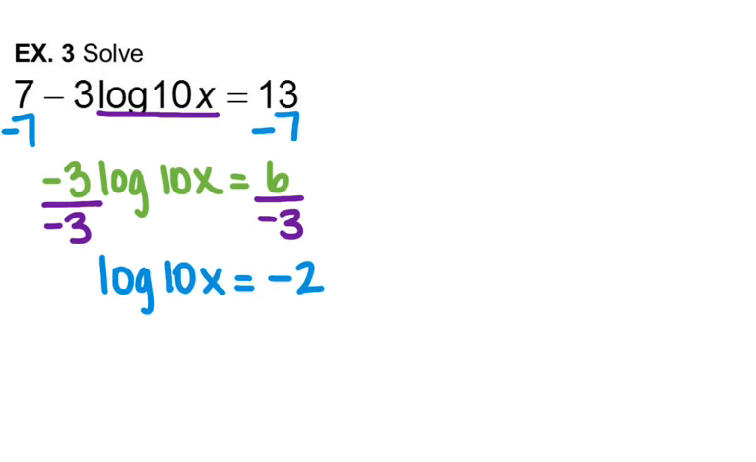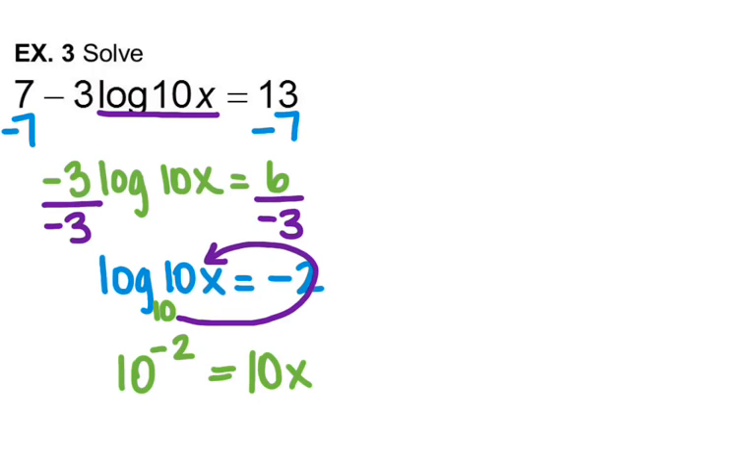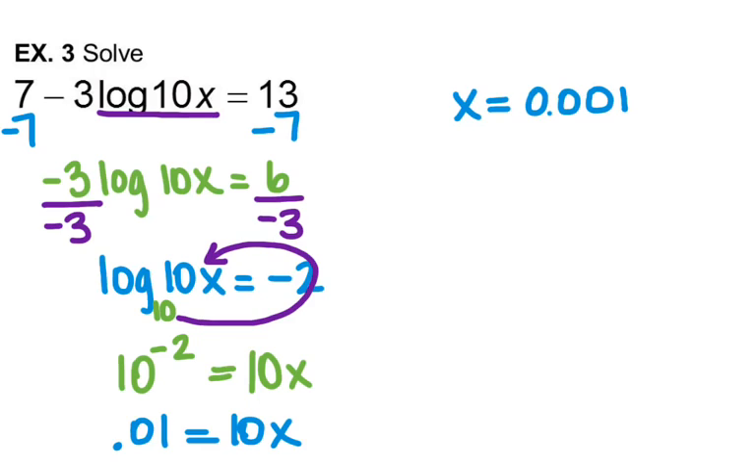Now that I have log equals a number, I can rewrite this in exponential notation. And I know that logs are base 10 unless otherwise noted. So this will be 10 to the negative 2 power equals 10x. Then I can divide by 10 on both sides. I went ahead and wrote that 10 to the negative 2 is 0.01 equals 10x. And then I divided by 10. So x equals 0.001.